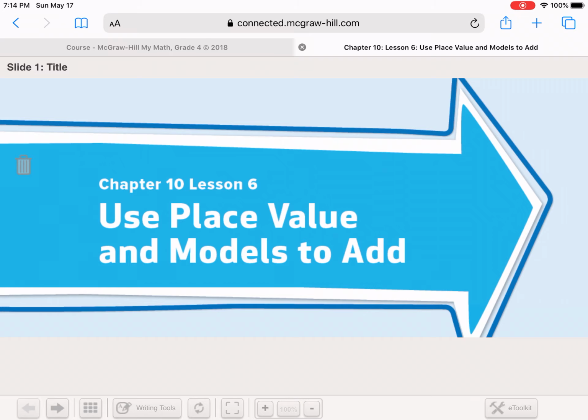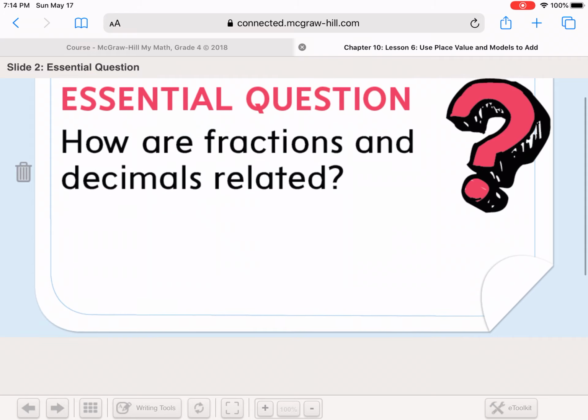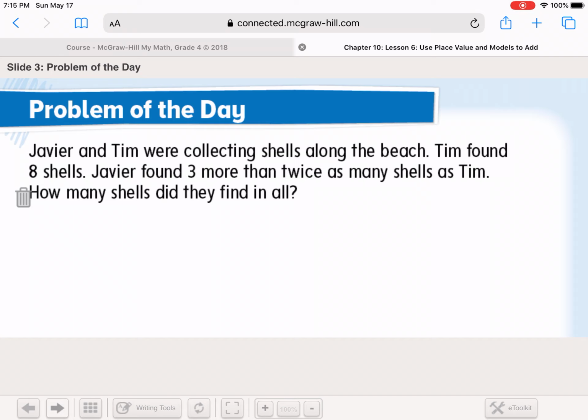Today, Chapter 10, Lesson 6. How are fractions and decimals related? They are both parts of a whole. You know I've been whispering that, but now I'm going to say it out loud.